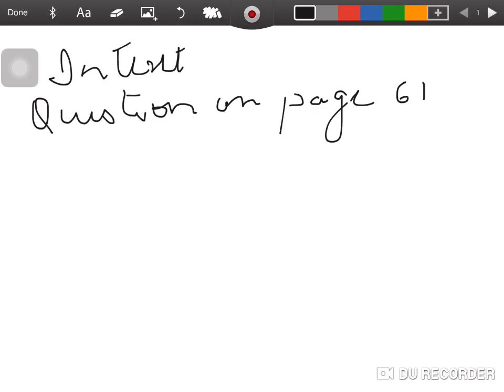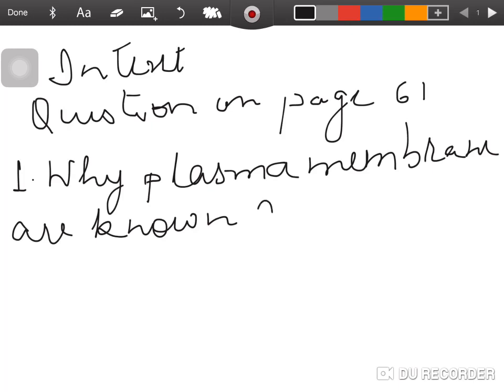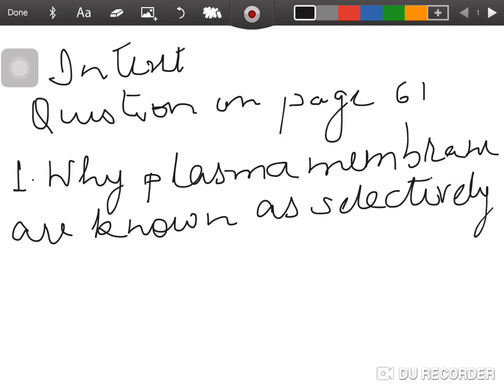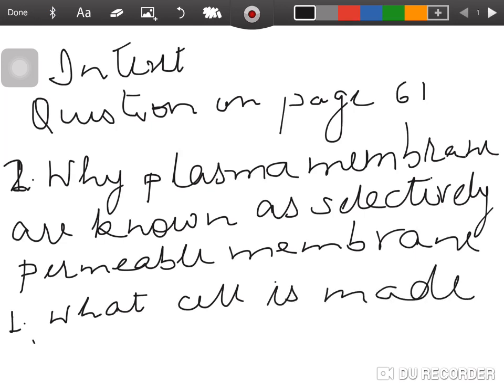Apart from this, I am going to give you some extra questions to write. Actually, the first question should be: what is a cell made up of? The second question is: why is the plasma membrane known as a selectively permeable membrane?